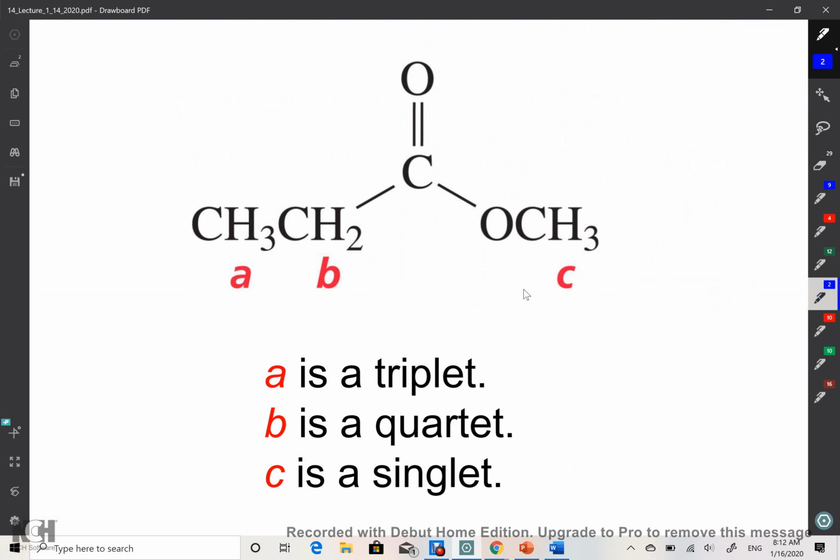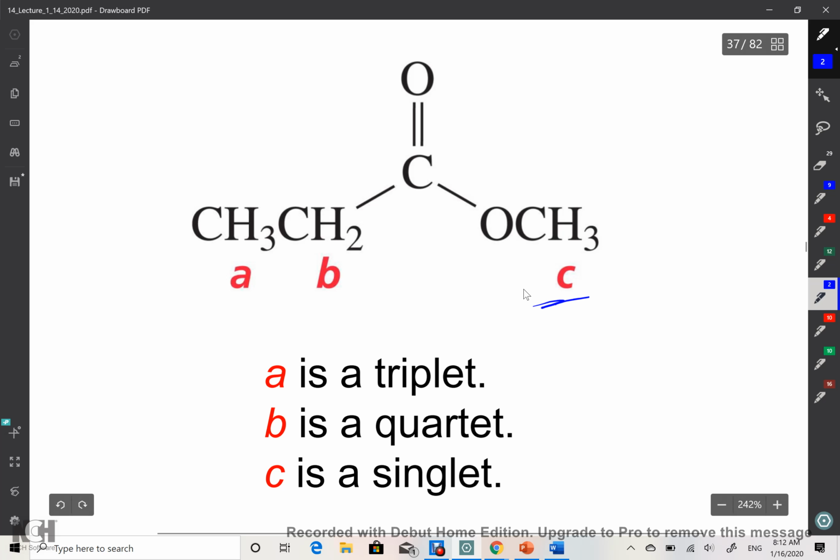So this is another example. Number of signals for this molecule, it will be 3. Everybody is okay with that, right? Because there are 3 different types of protons. Now let's look at the multiplicity, or the splitting pattern. We either refer to it as multiplicity or the splitting pattern.